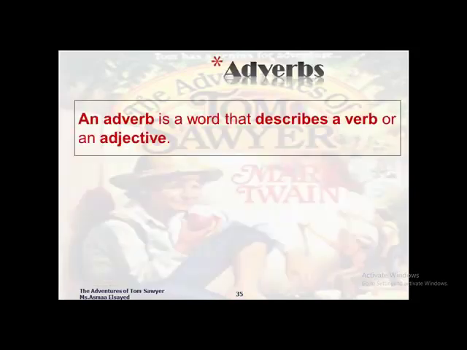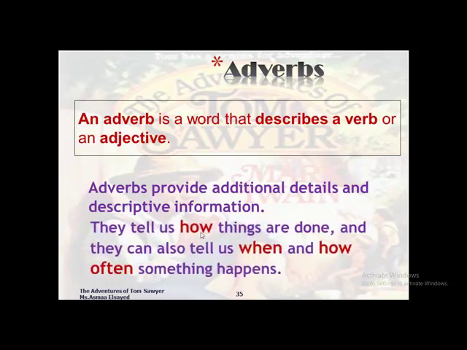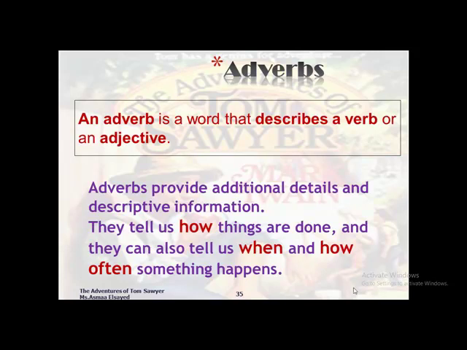So, here adverbs, a word that describes the verb. It provides additional detail or descriptive information. It tells me how, when, and how often something happens. For example, how does your teacher speak? She speaks loudly. When? This morning. How often? Sometimes, when she's trying to be heard, or when there is noise.